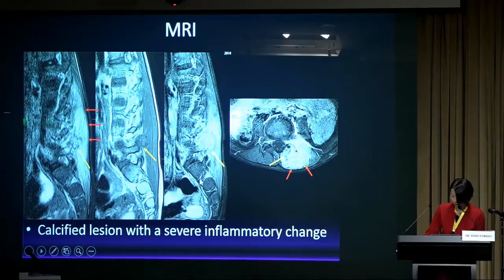MRI shows high signal intensity, suggestive of bone marrow edema at the left pedicle of L5. Calcification is here, very close to the left pedicle of L5. Soft tissue swelling is very prominent with a high signal intensity. So I asked him about his traumatic history.